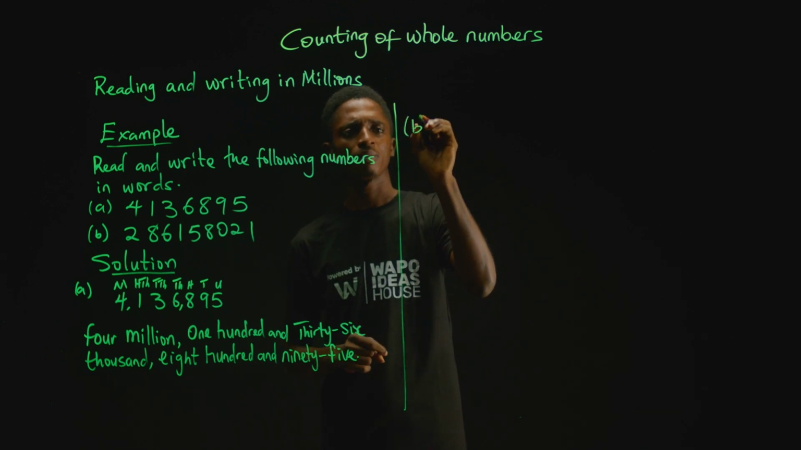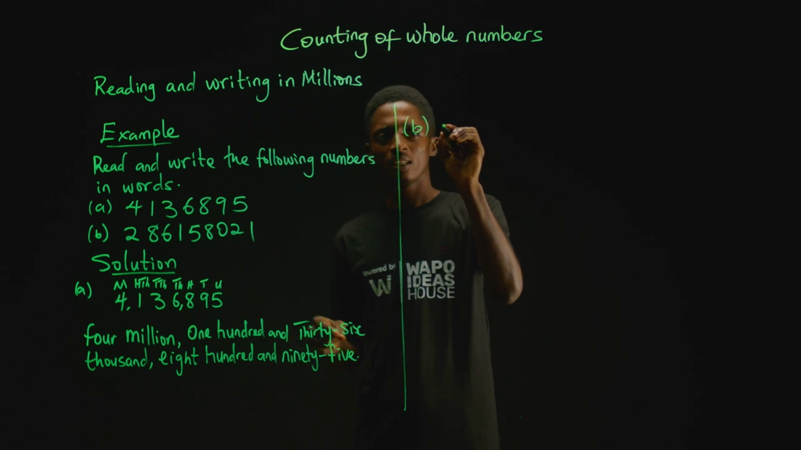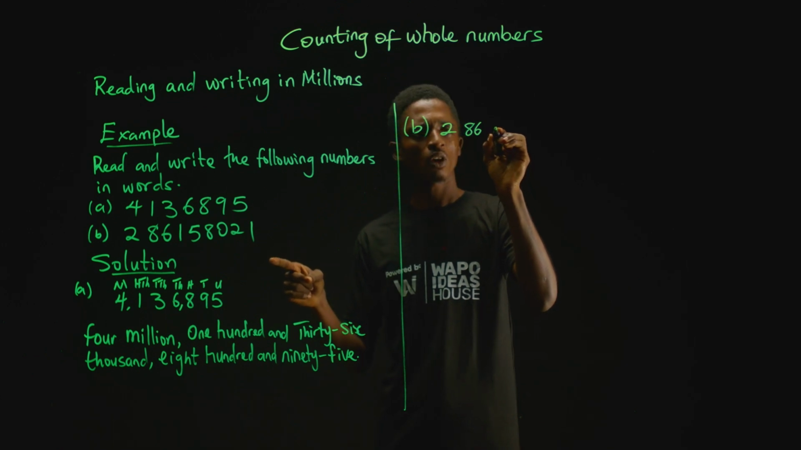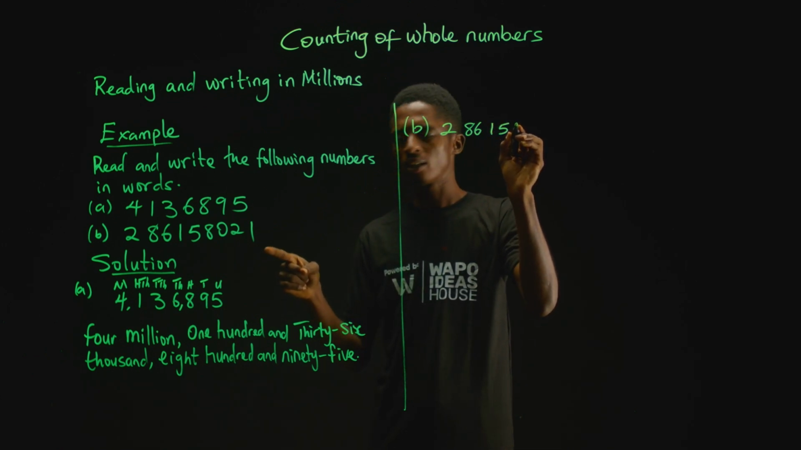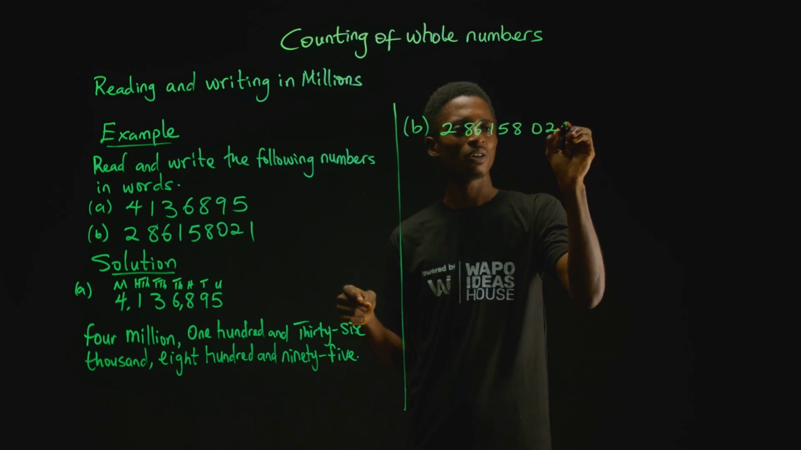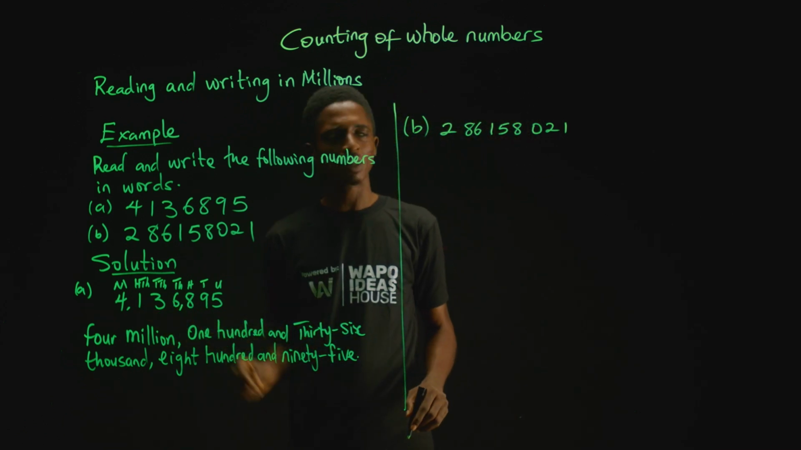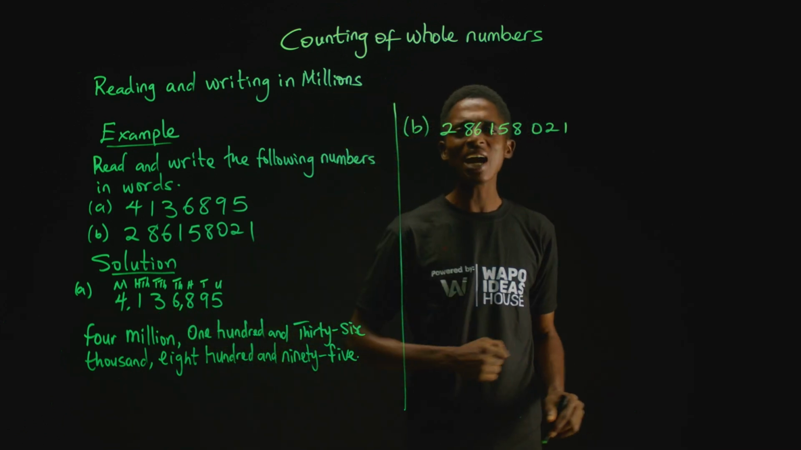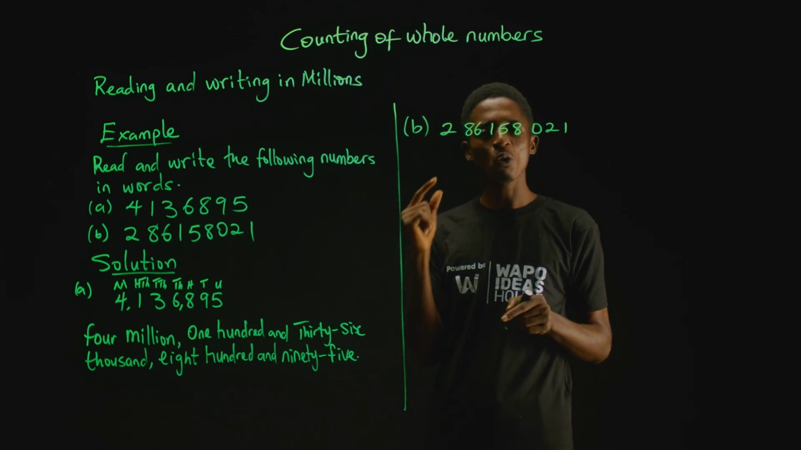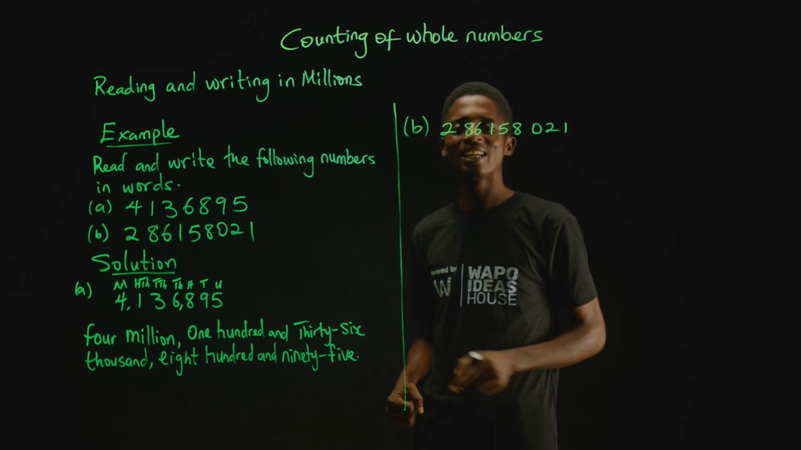B. The number we are dealing with this time is in digits 286,158,021. This number is a bit different from what we have dealt with before. Aside from the fact that it has more digits, it also has a 0 within. So we will learn how to also read off numbers that have zeros in them.